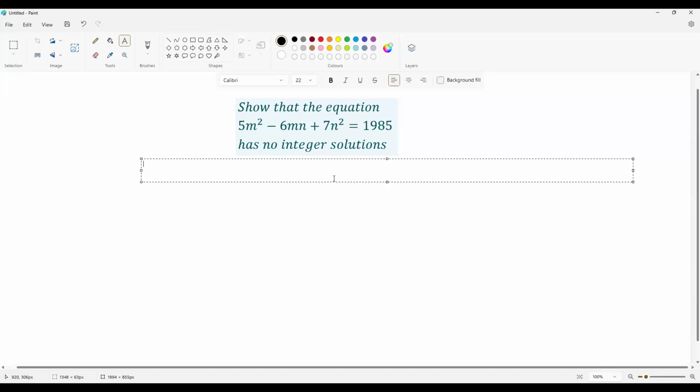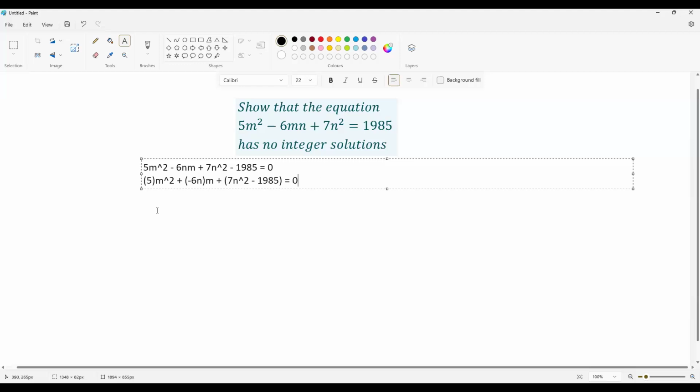Okay, hopefully that's enough time. This looks like a quadratic, right? We have m squared, m times n, and n squared. So let's rearrange it. And that becomes 5m squared minus 6n m plus 7n squared minus 1985 equals 0. That's a quadratic.